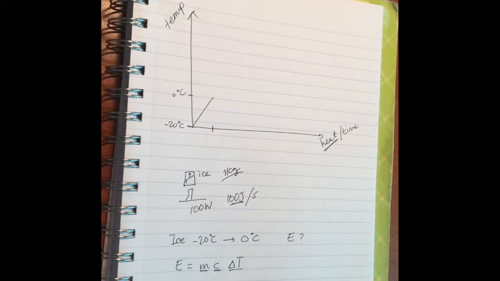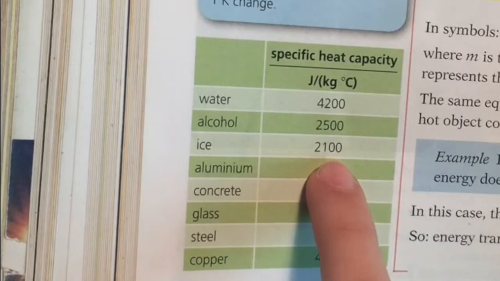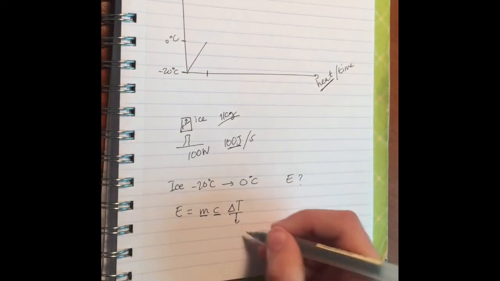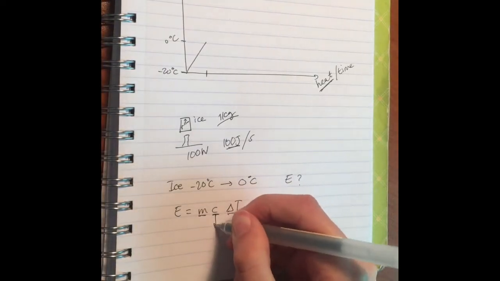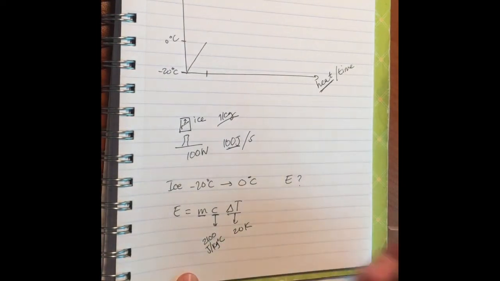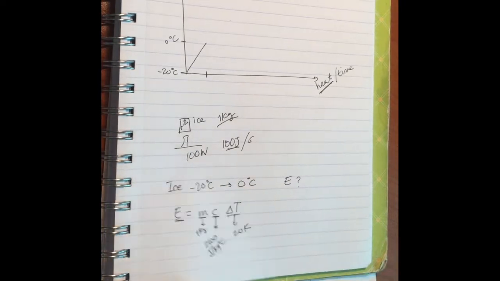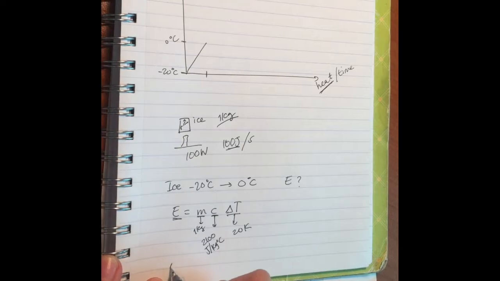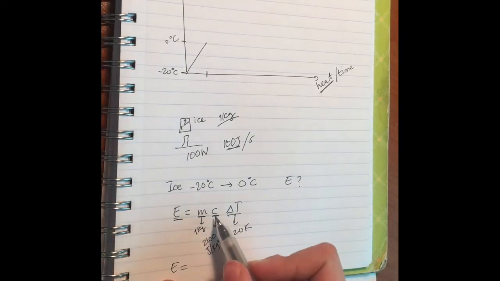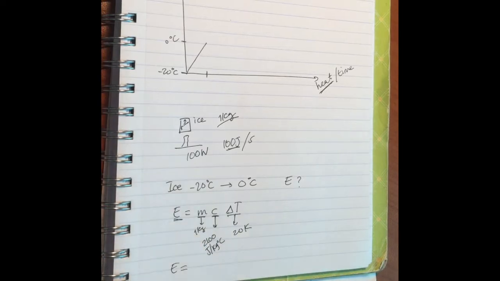If you go to your books, the c of ice, the specific heat capacity of ice, is 2100 joules per kilogram Celsius. We know that the difference in temperature is 20 Celsius or Kelvin. Then the mass, let's say, is 1 kilogram. That is enough for you to calculate how much energy you need. So to heat up each kilogram of ice by 1 Celsius, you need 2100 joules. So if you needed to heat it up by 20 Celsius, then you need to multiply that by 20.